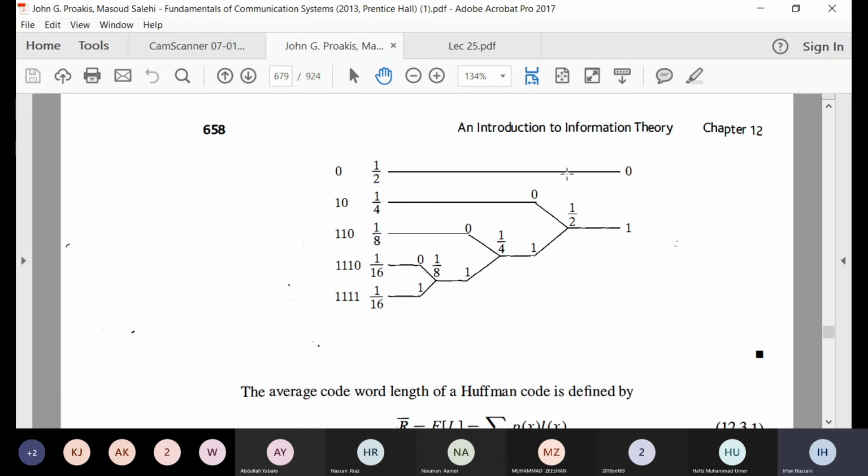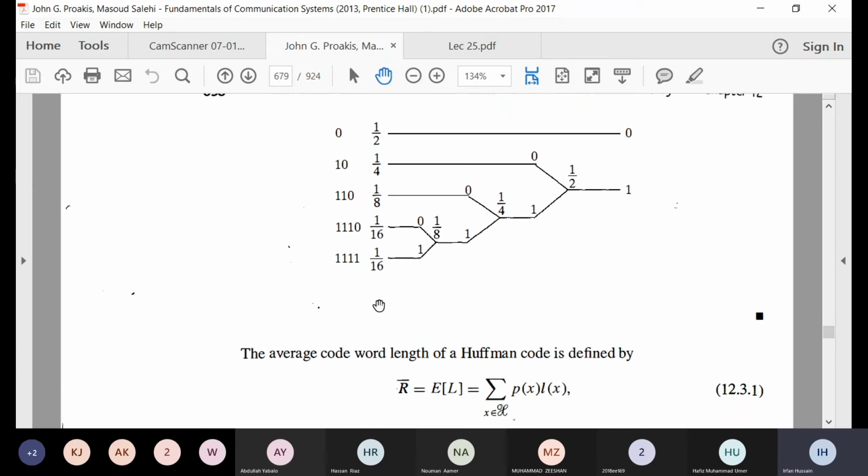After that, you have half and half, and only 2 remaining, so you just give 0 and 1 arbitrarily. One will be given 0, the other will be 1. So the code will be 0 for this. This will be 1 0. This will be 1 1 0. This will be 1 1 1 0, and this will be 1 1 1 1.